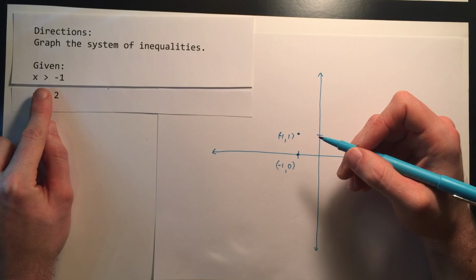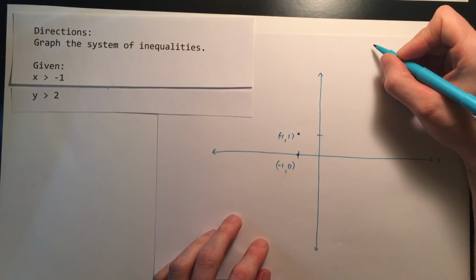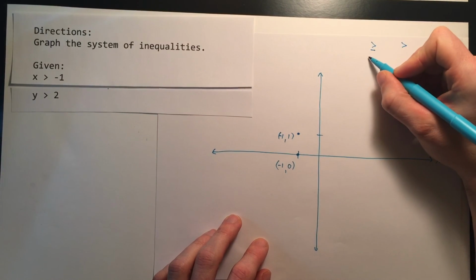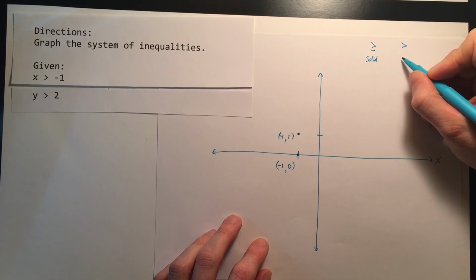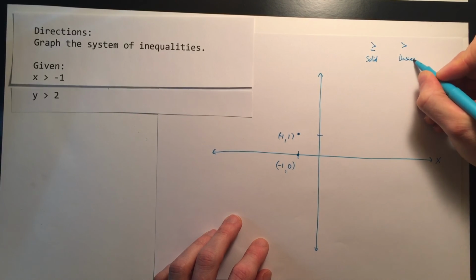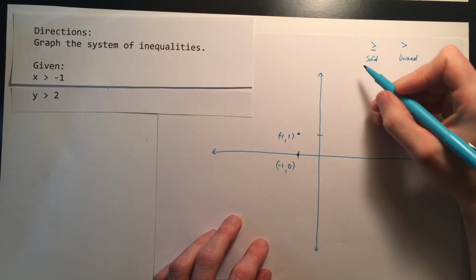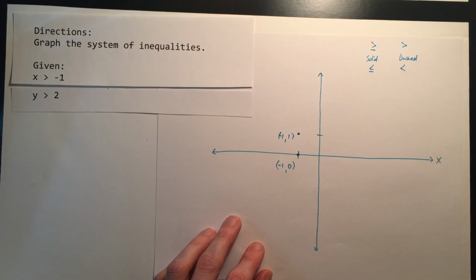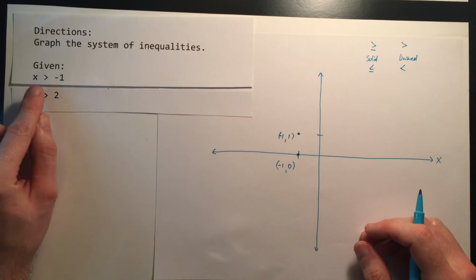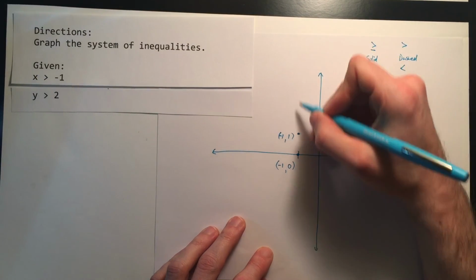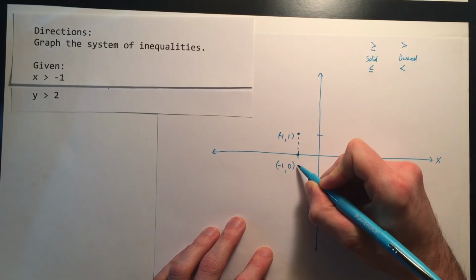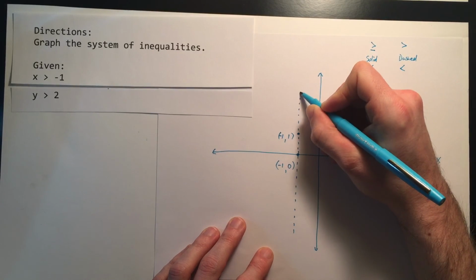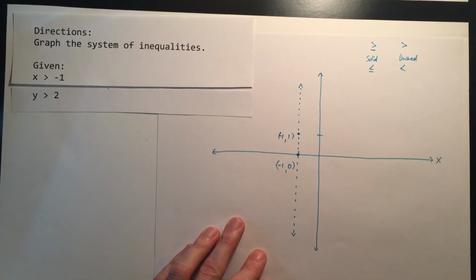it does not say or equal to. So remember that if you have a symbol like this versus a symbol like this, it means a solid line, and this means a dashed line. And similarly, if you had this, that also means solid, and this also means dashed. So what we have here is a dashed line. So we're going to connect these 2 points with a dashed line, and then it keeps going both directions forever. So you draw the arrows.